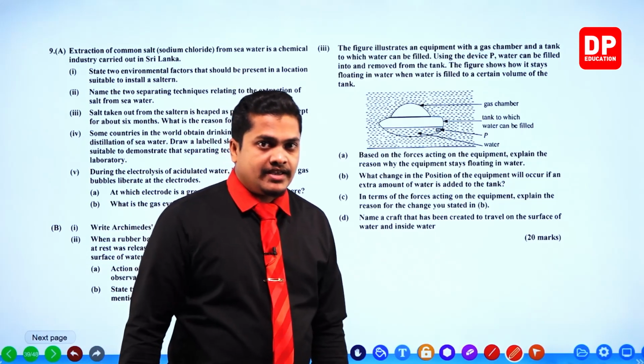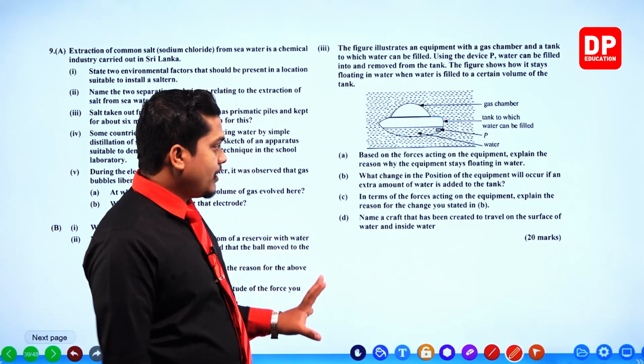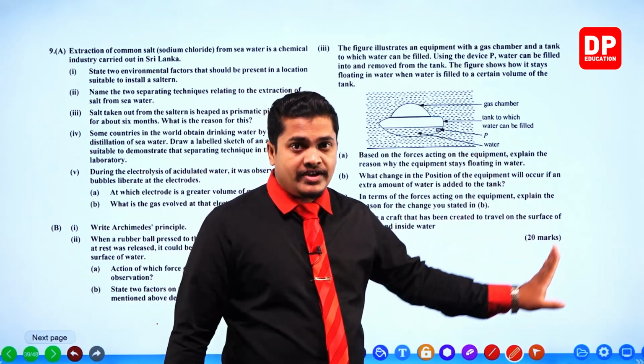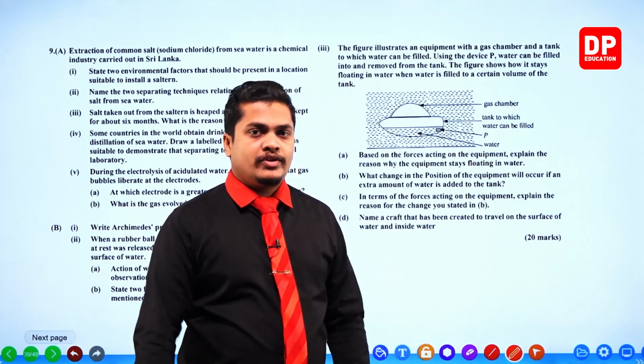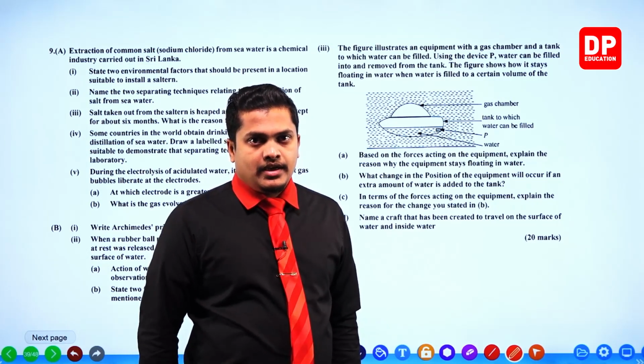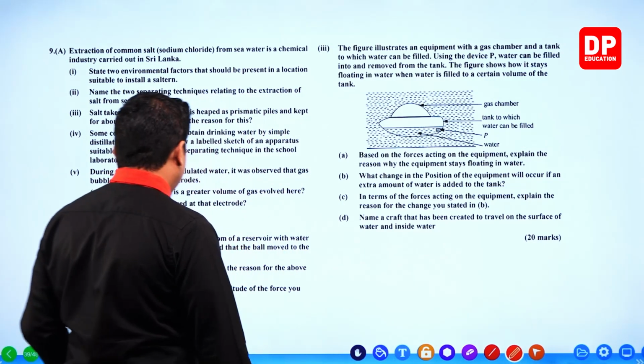Like in the previous questions, for these 2 parts of question number 9, you'll be receiving 20 marks. So this 9th question is made up of physics and chemistry. So let's answer the questions then.